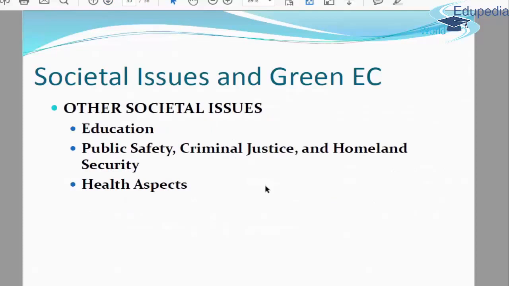Other societal issues like education, public safety, criminal justice, homeland security, and health aspects have to be looked into when you are doing market research of a new area, a new region that you are unfamiliar with. You need to get in touch with the local community, local attorneys, local business advisors, and try to find any consultants that can help you practice a safer business prospect.